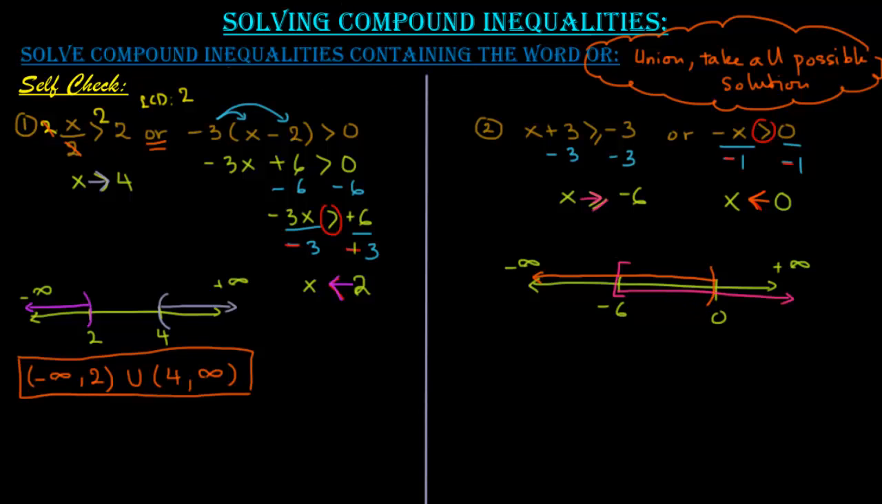So keep in mind that we're dealing with the OR problem. We take all possible solutions. Any number less than 0 has been covered, and any number greater than -6 has been covered. If you look at this graph, we cover every single solution from negative infinity to positive infinity. So my answer will be negative infinity to positive infinity for problem 2.